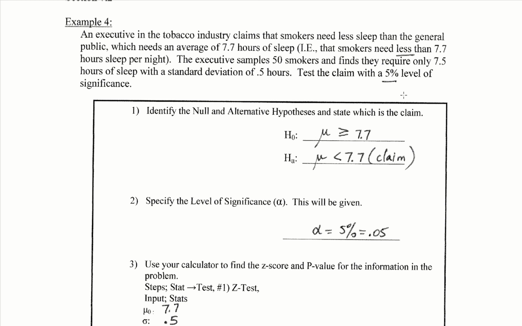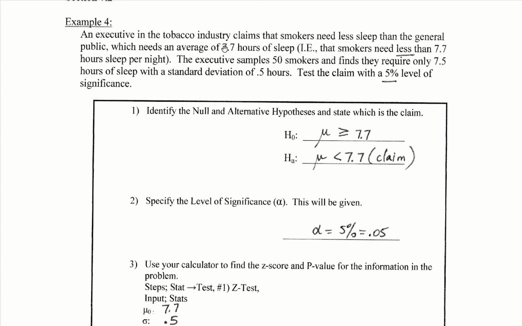So we read it through, a lot of information here. What you want to do in the very beginning is start to slowly put all of this together. Let's follow the series of steps. First thing we need to do is set up our null and alternative hypothesis.